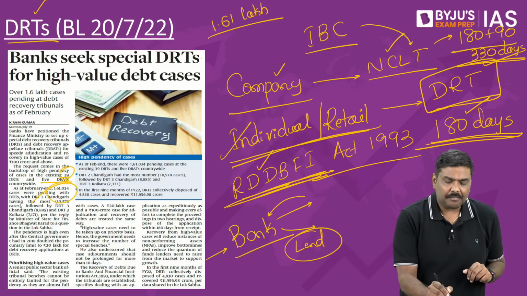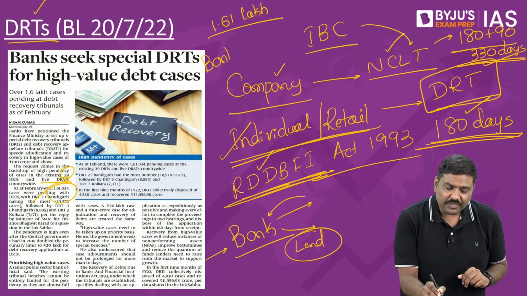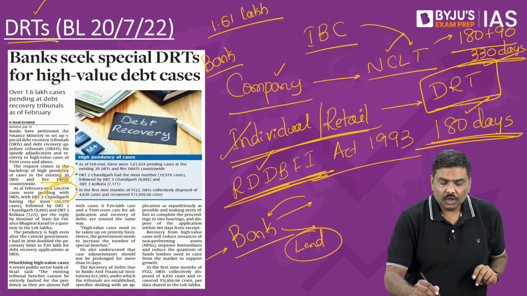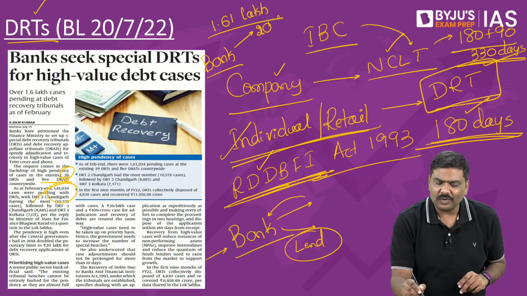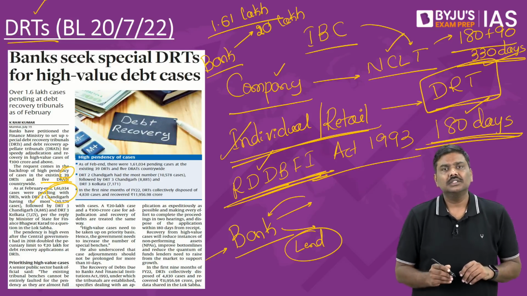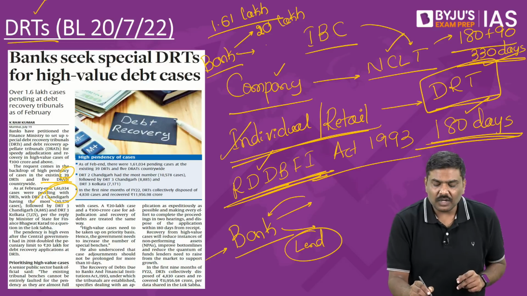Imagine you are a bank. You have given loan to two borrowers. To one borrower, you have given a loan of, let's say, 1 lakh rupees. Rather than 1 lakh, I'll take, let's say, 20 lakh rupees. Why, you will understand just in a minute. And to another borrower, you have given loan of, let's say, 2 crore rupees.